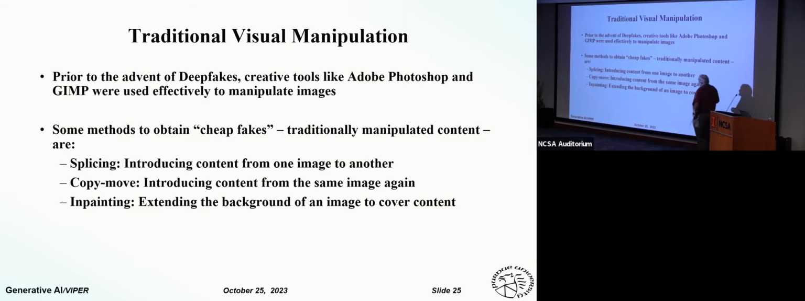Okay. Now, traditional visual manipulations, which have now become known as cheap fakes. And by the way, I do not have a definition for you for cheap fakes, and I will not have a definition for you for deep fakes, but I'll propose some things. They use traditional ways of manipulating content, things like splicing, copy move, and inpainting. And you can all do that now also with generative models. And we are definitely looking at that in our research group.